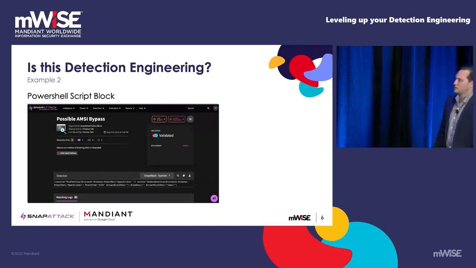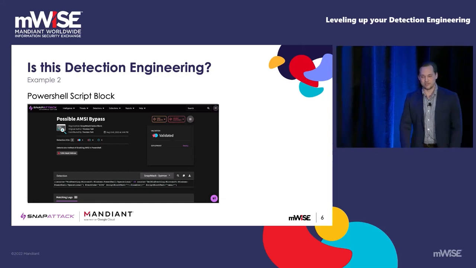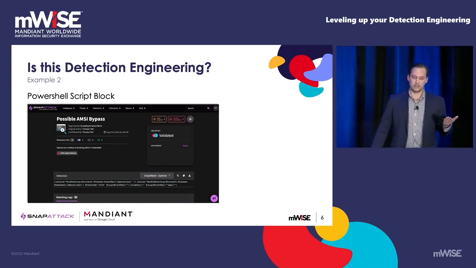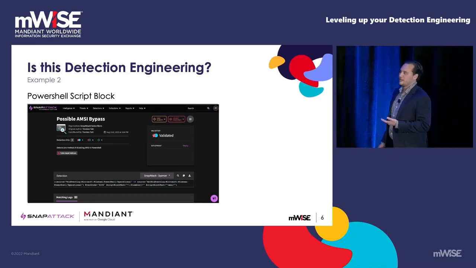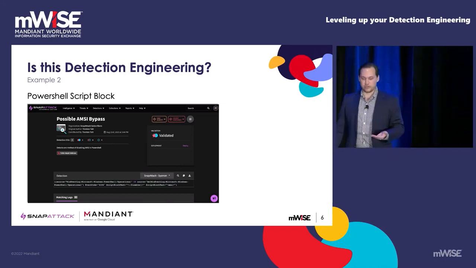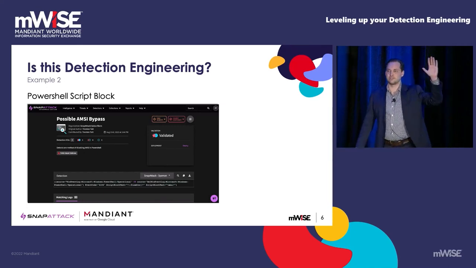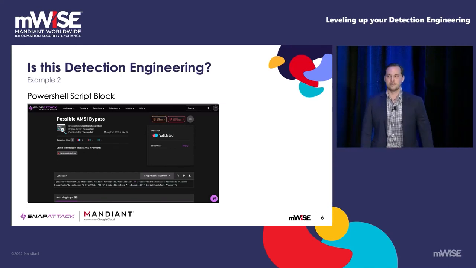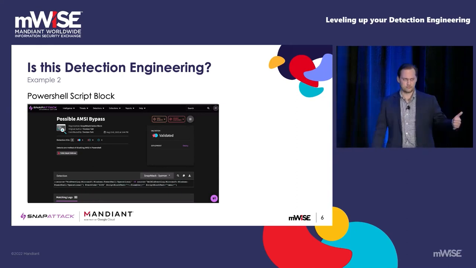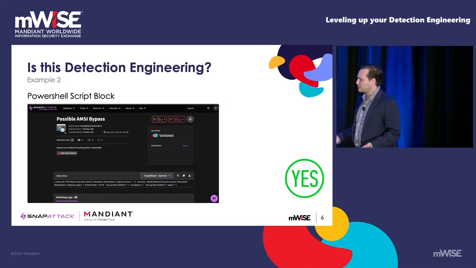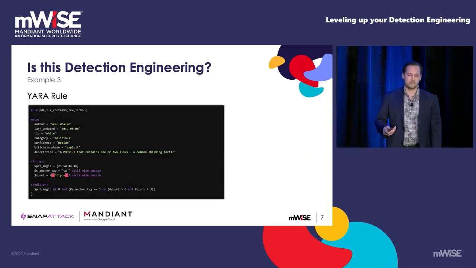So I'm going to try to get a little bit of audience feedback here. We're going to talk about what detection engineering actually looks like. So, PowerShell script block here. Is this rule or this query part of detection engineering? Show of hands, yes or no? Yes, this is detection engineering, or no? Yeah, so this will be considered detection engineering in the most classic way, really. This is an actual rule. This is a query.